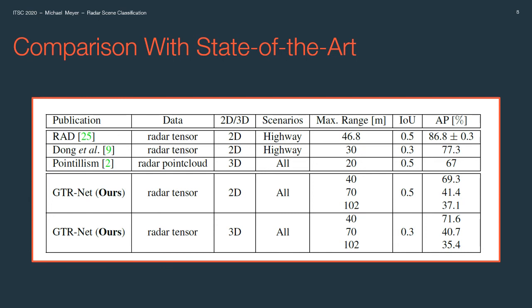Previous publications about object detection on radar data were either using a very simple highway dataset or only evaluating their performance up to a maximum range of 20 meters. Therefore, it is impossible to directly compare our object detection performance with theirs. Nevertheless, taking into account different radar sensors, different street scenarios, different maximum ranges, and different IoU thresholds, our results are in a similar order of magnitude as a previous state-of-the-art.